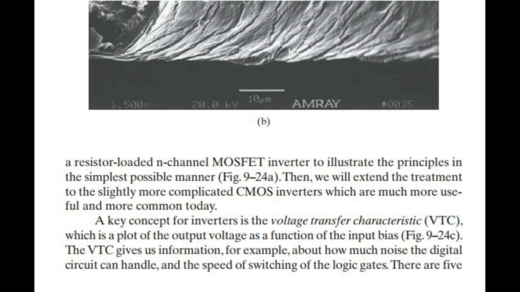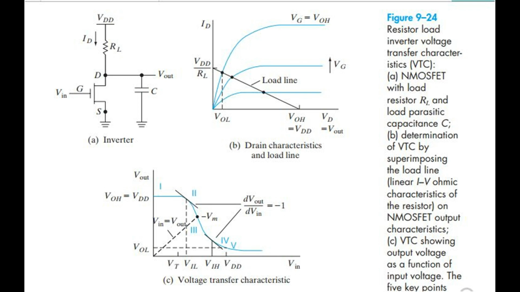Then, we will extend the treatment to the slightly more complicated CMOS inverters, which are much more useful and more common today. A key concept for inverters is the voltage transfer characteristic, VTC, which is a plot of the output voltage as a function of the input bias, Fig 9.24c. The VTC gives us information, for example, about how much noise the digital circuit can handle, and the speed of switching of the logic gates.